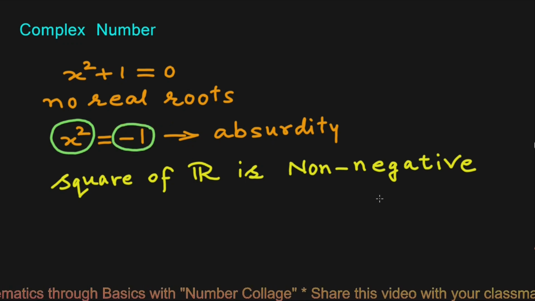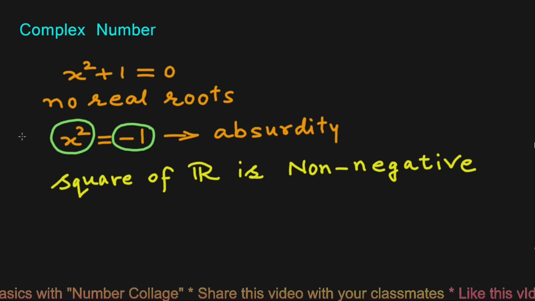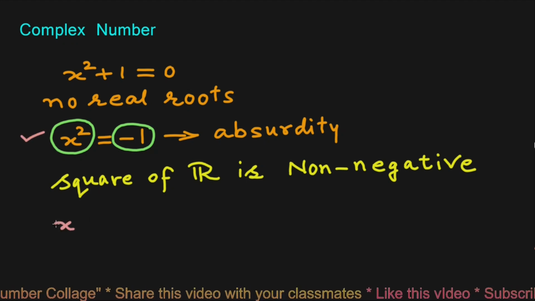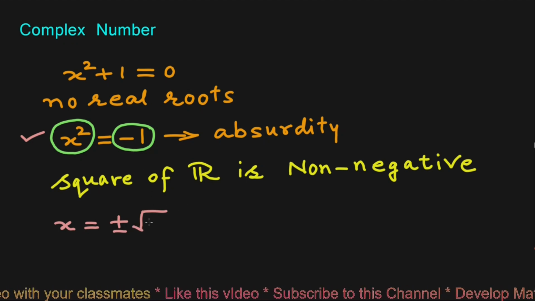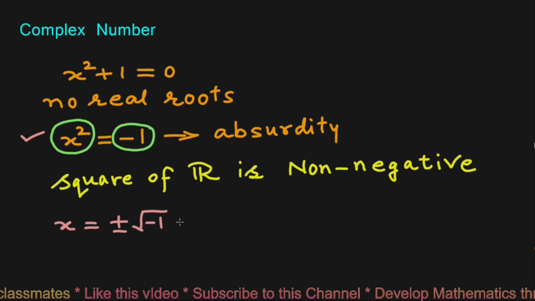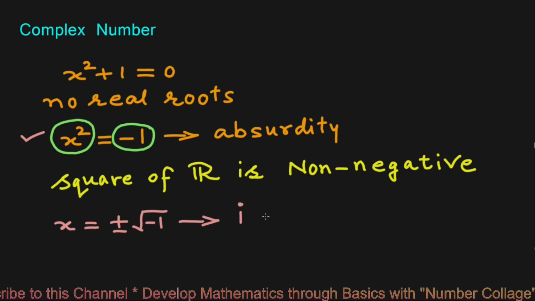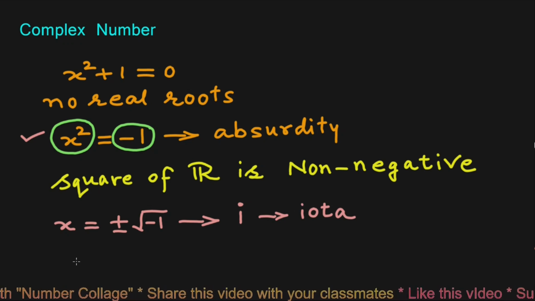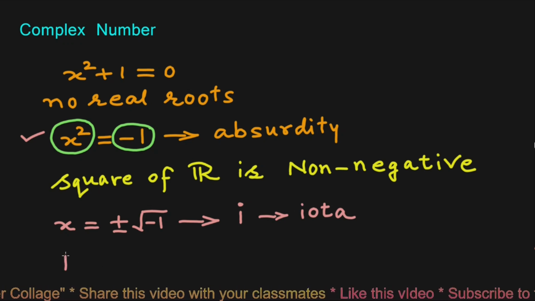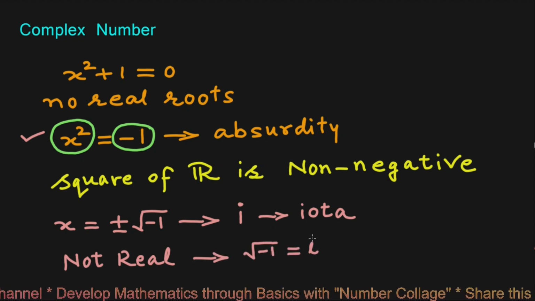Therefore, a new number has been introduced, which will be the square root of this quadratic equation, x equals plus minus square root of minus 1, and it is represented by i, and it is called iota. So therefore, a new number system which is not real makes use of square root of minus 1 or iota i.